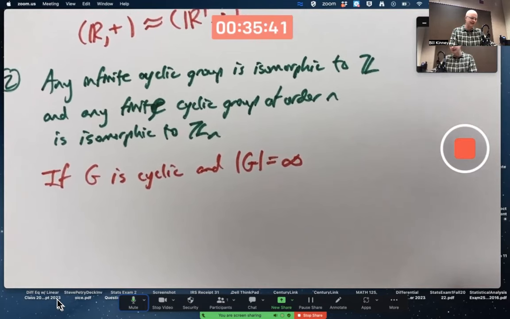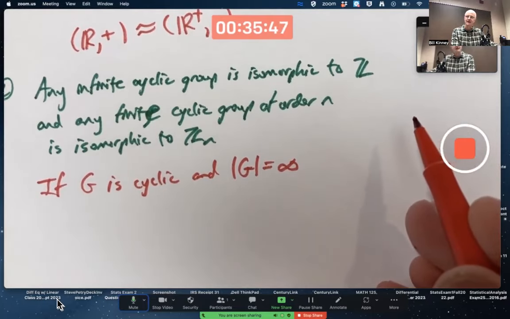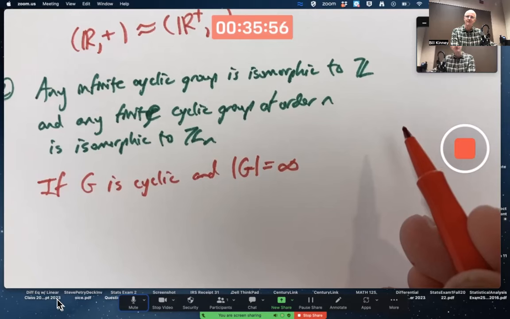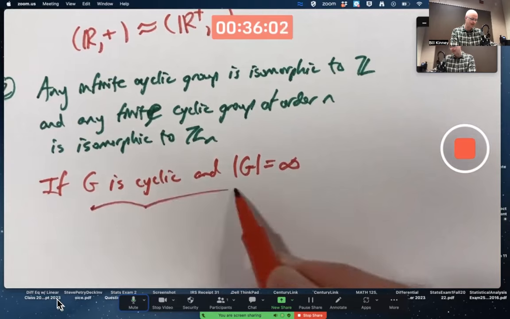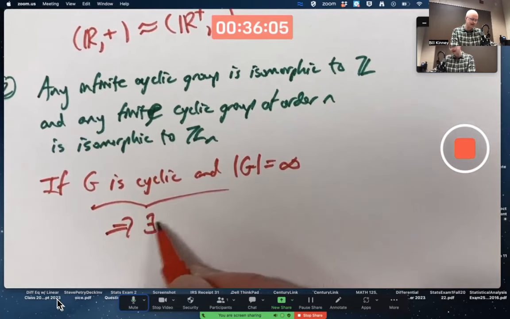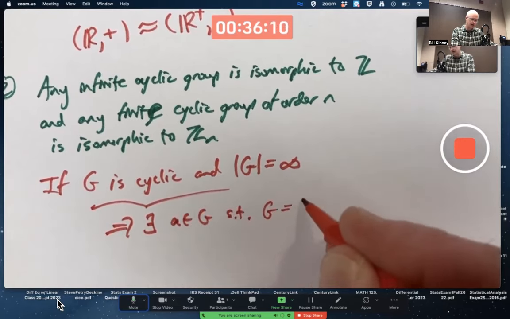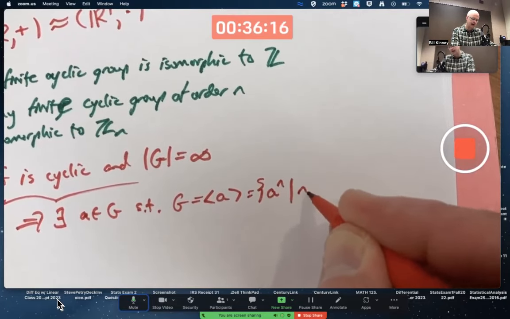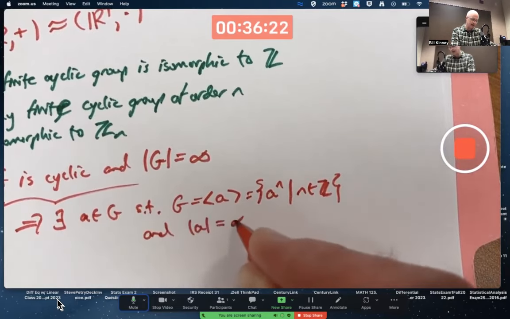If G is cyclic and it's infinite order, to prove it's isomorphic to the integers, we'd have to come up with an isomorphism. How? How in the world? You don't even know what G is. It's an arbitrary infinite cyclic group. Well, we do know it has a generator. This would imply there exists an A in G such that G is generated by A, consisting of all powers of A as n ranges over the integers. And the order of A must be infinite if G is infinite.